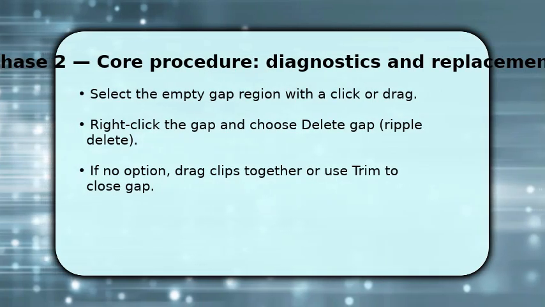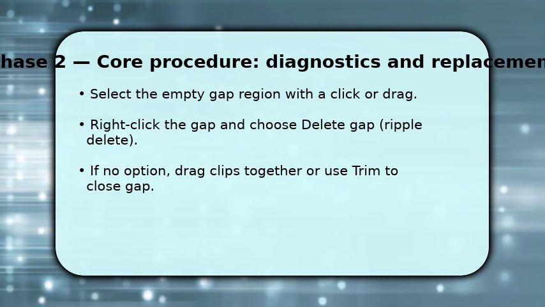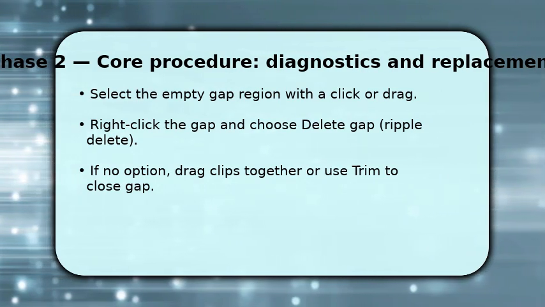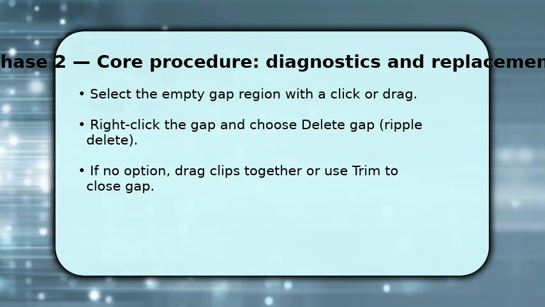Now remove the gap itself. With the empty area selected, right-click and pick Delete Gap or Ripple Delete. This pulls downstream clips left, preserving timing.